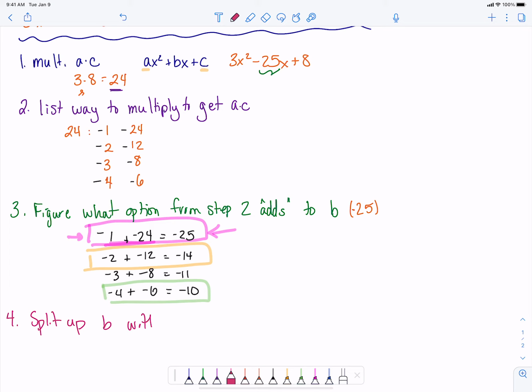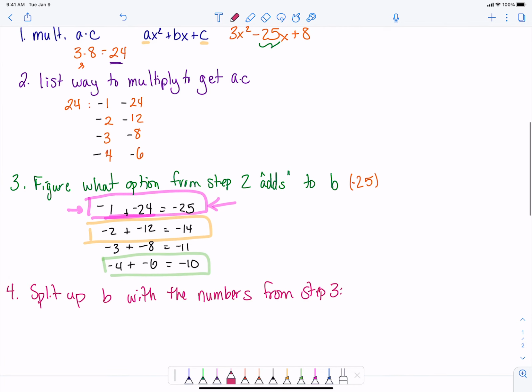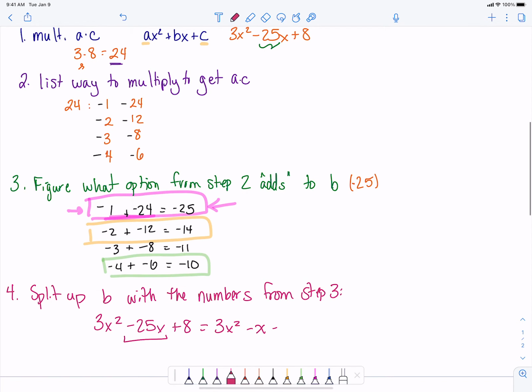B with the numbers from step 3. So we've got our 3x squared minus 25x plus 8. We're going to split up that middle term. And it doesn't matter which one you write first or which one you write second. So I'm going to split this up as negative 24, or negative x, and then minus 24.